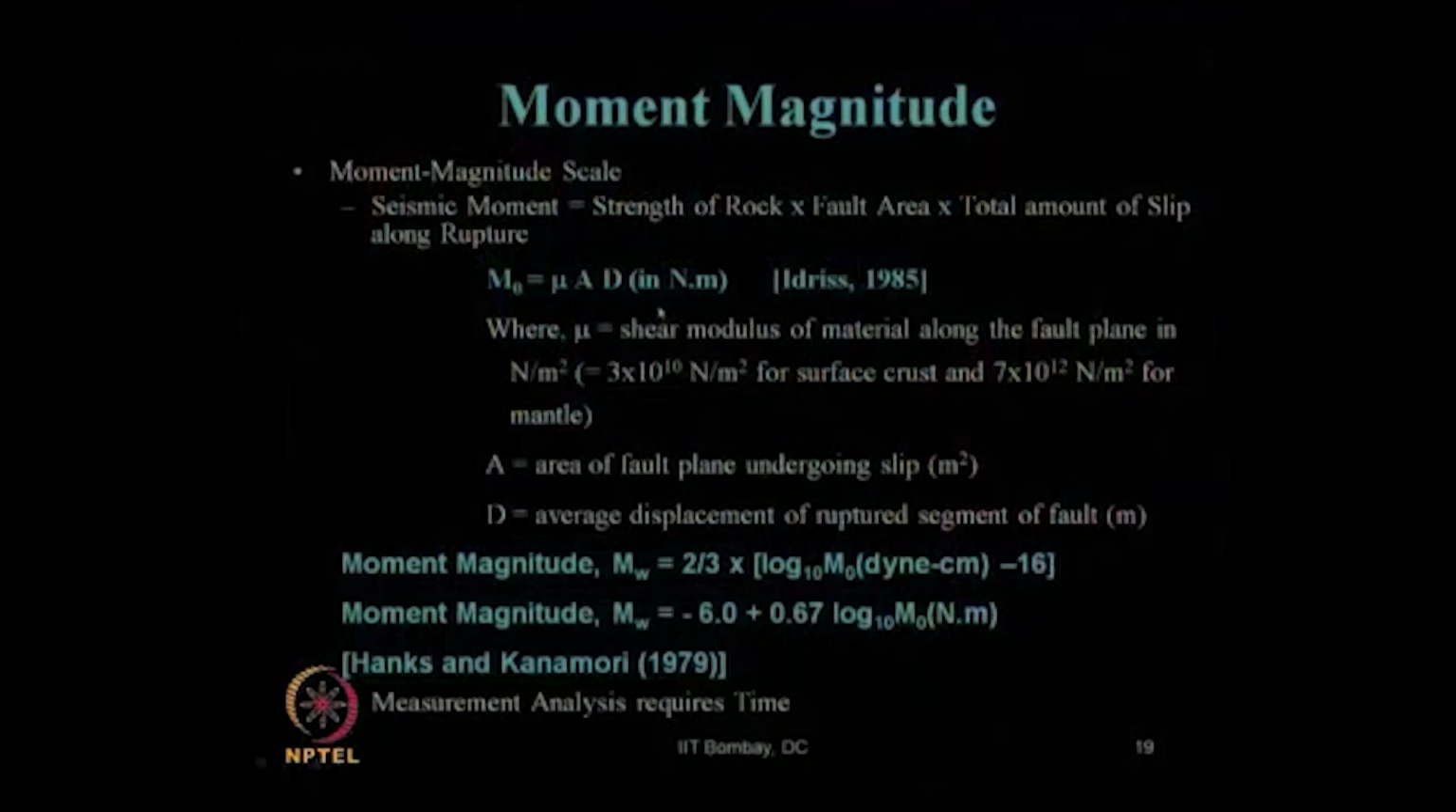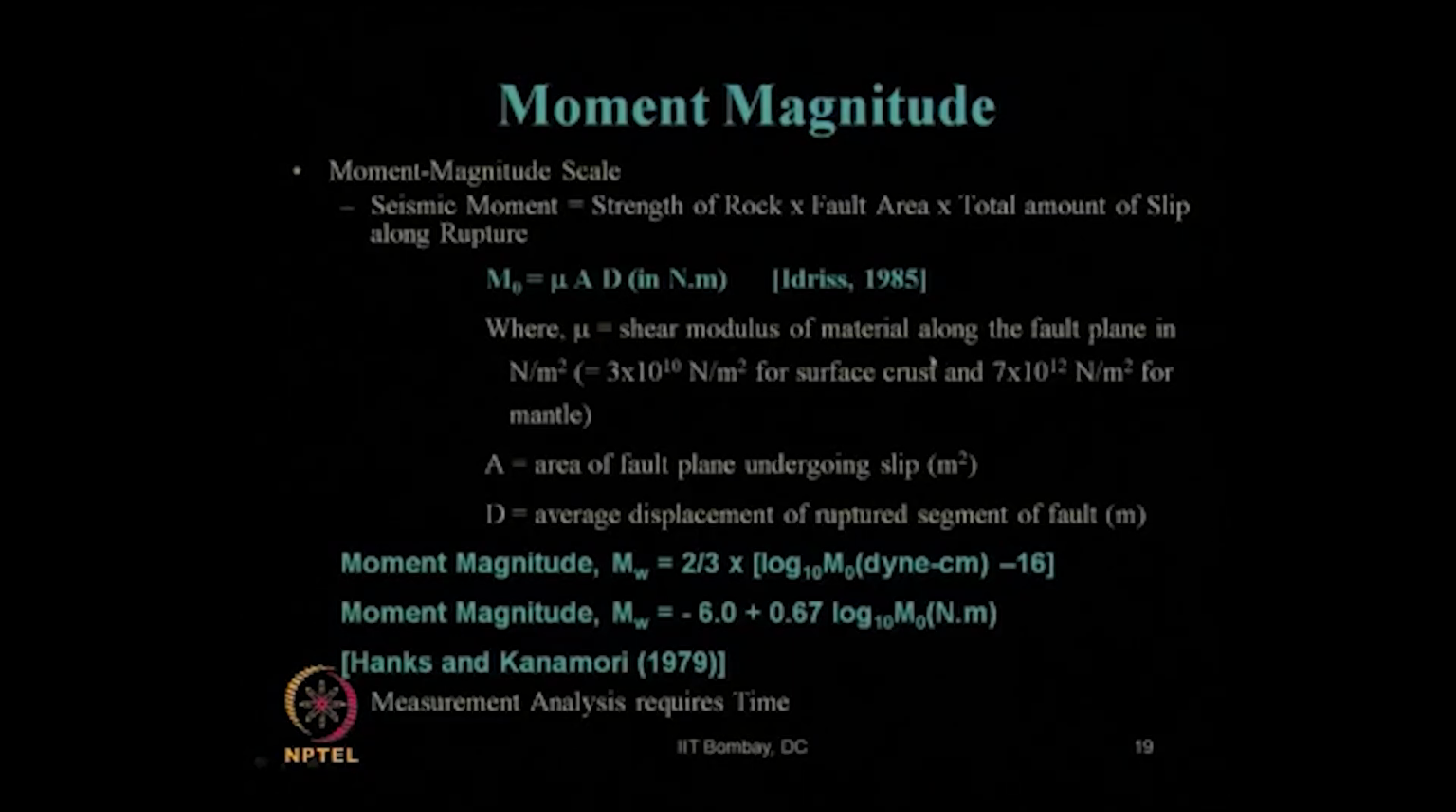So, if we look at this equation, given by Aki in 1985, when we want to estimate seismic moment in the unit of Newton meter, it is given by mu. Mu is nothing but the strength of the rock, multiplied by the fault area A, multiplied by the total amount of slip along the rupture surface D. So, mu is the shear modulus of the material along the fault plane in the unit of Newton per meter square. The unit of this has to be Newton per meter square.